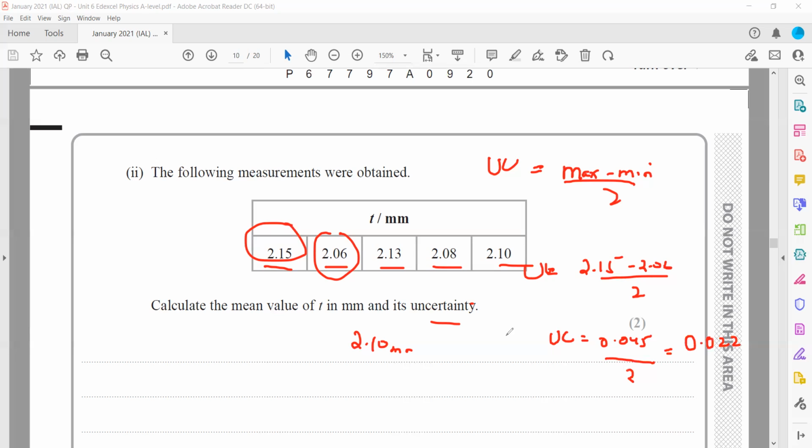This is a half range. When we divide by 2, we get the half range. Maximum minus minimum divided by 2 is giving us a half range. If it is only maximum minus minimum, that's a full range.